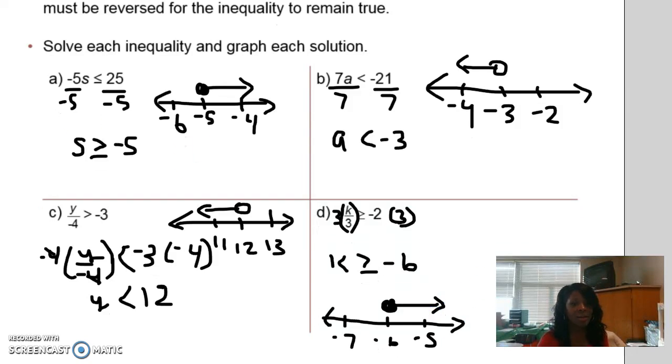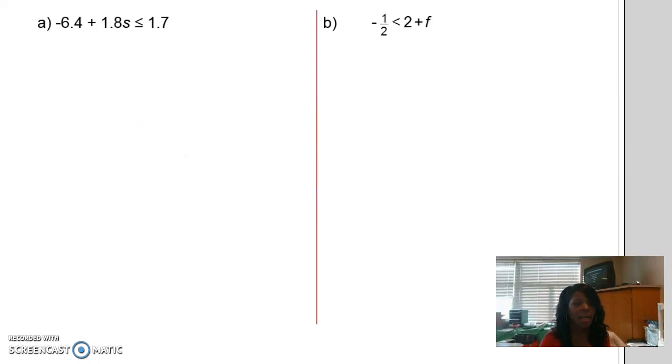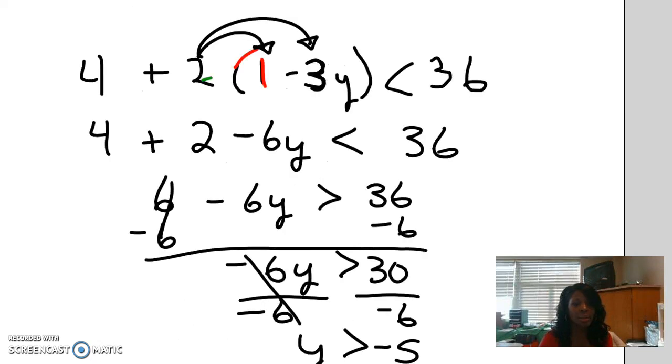Okay, so now let's go ahead and do a two-step equation. Here we have, actually, we'll do some practice problems. Hold on, guys.